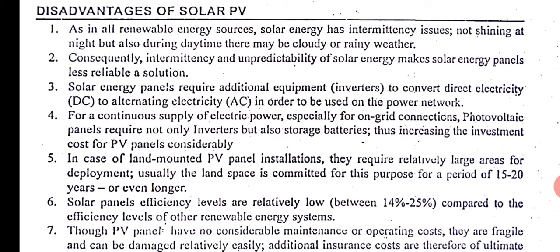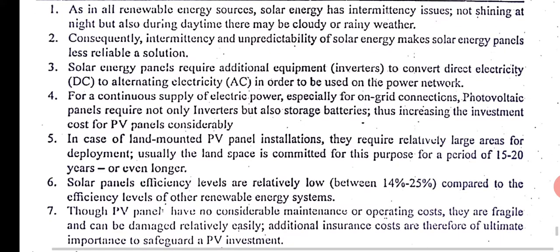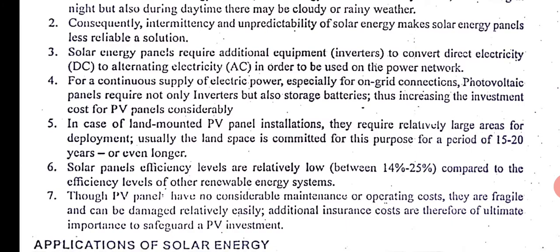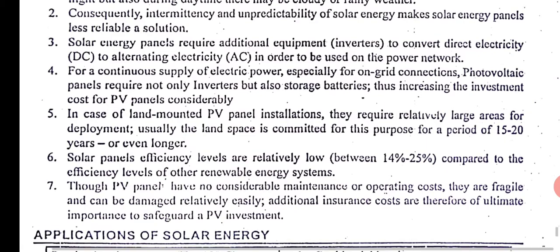What are the disadvantages? Solar energy is again intermittent in nature. You will get it only in the daytime, not at night. You will not get it during the rainy season or cloudy weather either. So it is intermittent and unpredictable. But nowadays people don't have that patience. They want a very reliable and predictable power supply. And not only the solar photovoltaic panel, you require inverters to convert this DC current into AC current. So you require an inverter also.